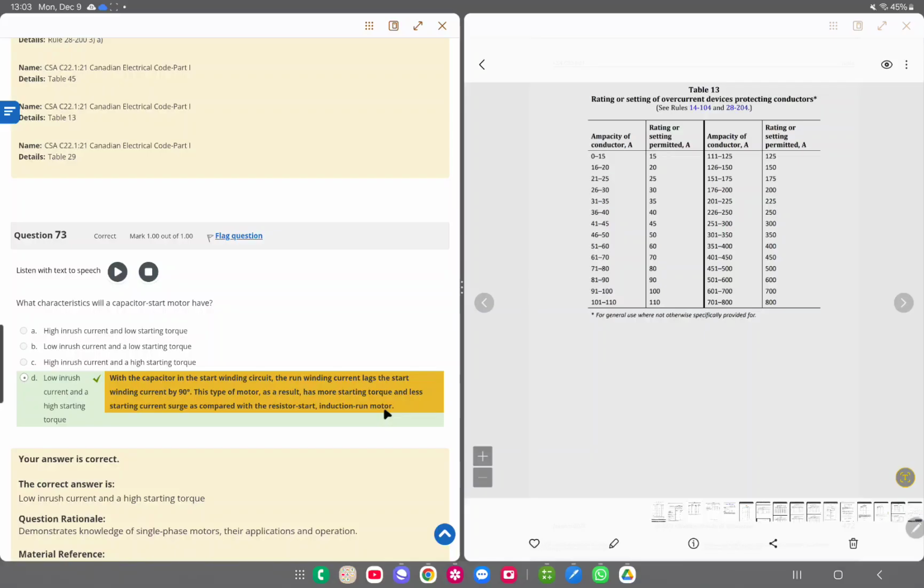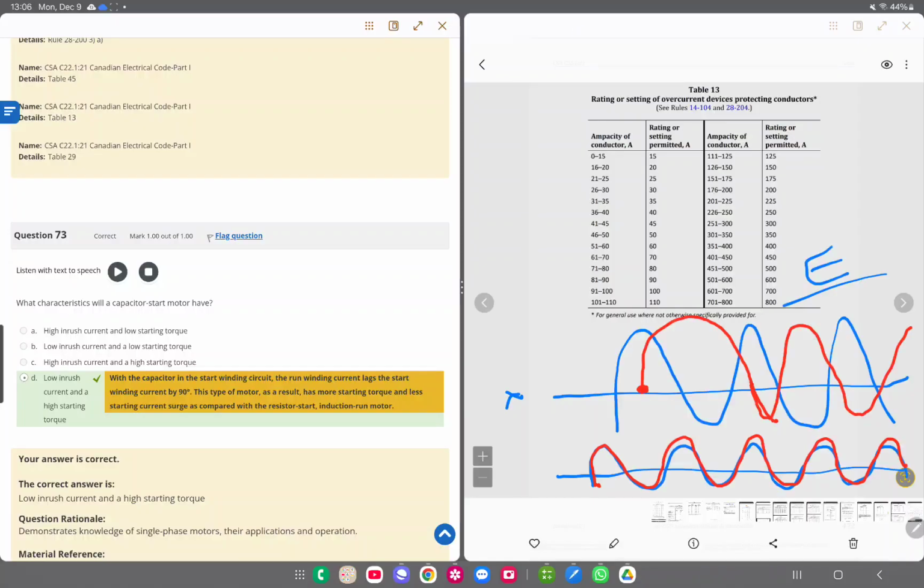Where's my pen? Okay. So let's explain this real quickly. So we have our x-axis and we have, okay. And make a little diagram to explain this to myself here.